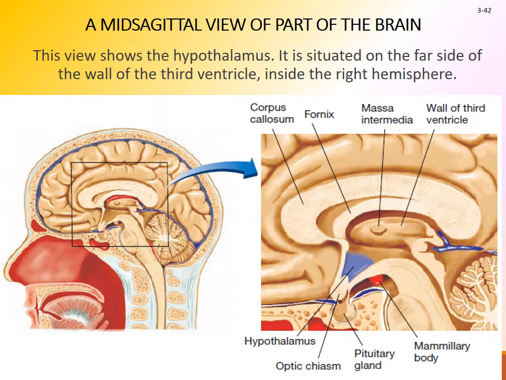This is the mid-sagittal view of a part of the brain, specifically to look at the hypothalamus. As you can see, it is the blue color. It's a very small structure. Even though it's small, it's very important. The hypothalamus is very important in producing cells to control the pituitary gland.